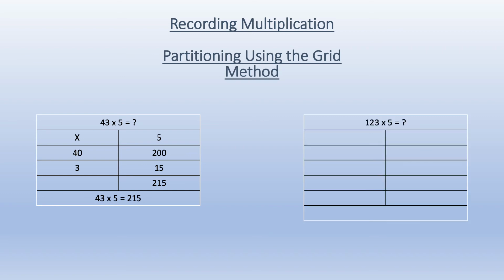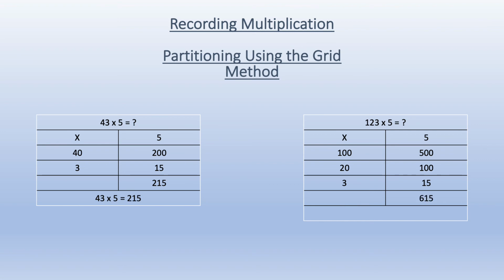Now looking at another example, 123 times 5, we can do exactly the same thing. We split the 123 into 100, 20 and 3 and write it down the side, and then write 5 at the top. Then as before, we multiply each of these out. So 100 times 5 equals 500, 20 times 5 equals 100, and 3 times 5 equals 15.